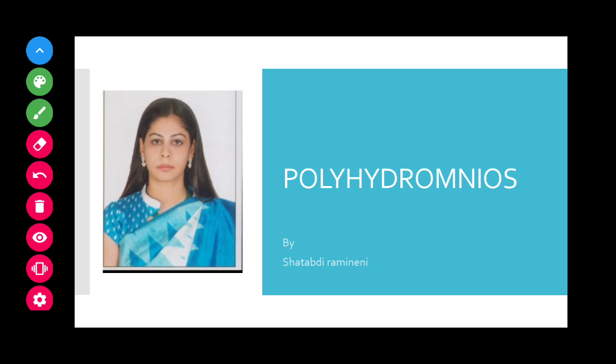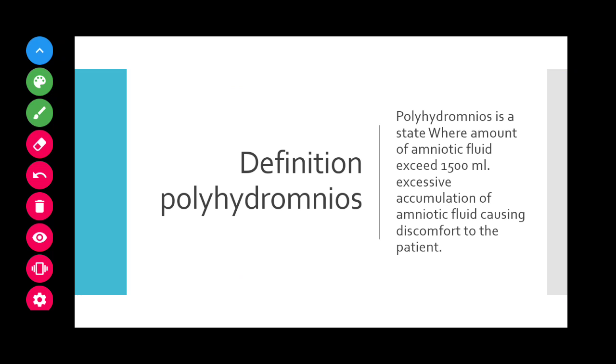There are two chief abnormalities that can be seen in amniotic fluid. The first one is polyhydramnios, the other one is oligohydramnios. First, let's see polyhydramnios. Definition of polyhydramnios. Polyhydramnios is a state where the amount of amniotic fluid exceeds 1500 ml. So if it exceeds 1500 ml, that is polyhydramnios.